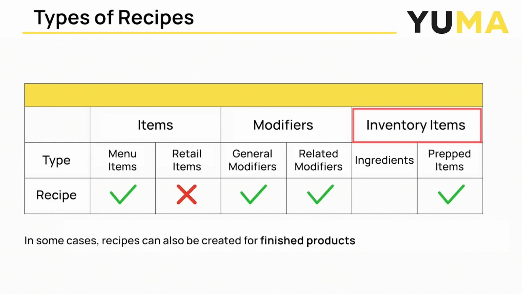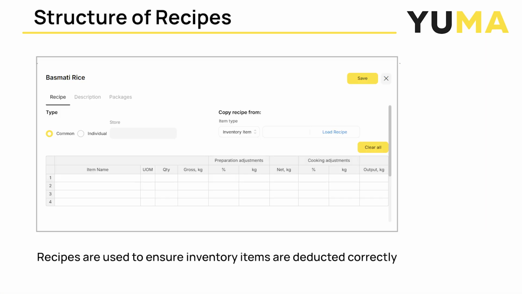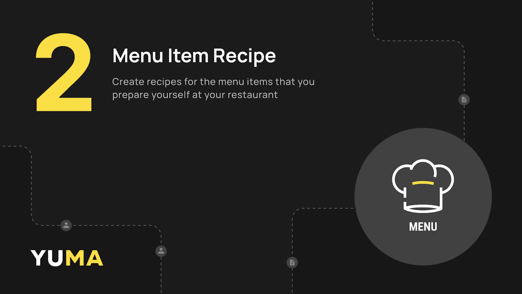Inventory items themselves fall into two categories, ingredients and prepped items, with recipes used for prepped items. In some cases, recipes can also be created for finished products, which we explore in the production-focused videos. While the overall structure of a recipe stays consistent across menu items, modifiers, and inventory items, there are slight differences in how each one is completed. Let's walk through a menu item recipe as an example.